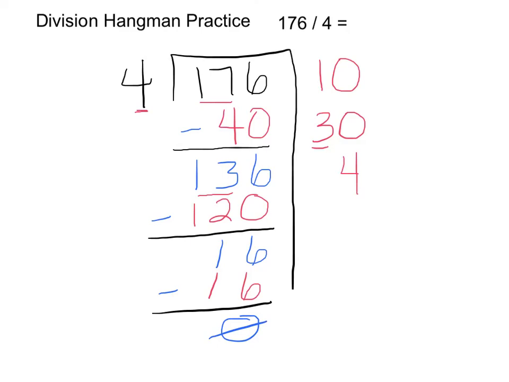That means that I stop on the inside of the hangman, and I'm going to go over and I'm going to add on the right side. Put the equal sign. I'm going to put my plus sign there, and I'm going to say 0 plus 4 plus 0 plus 4 is 4, and 1 plus 3 is 4. So 176 divided by 4 equals 44.